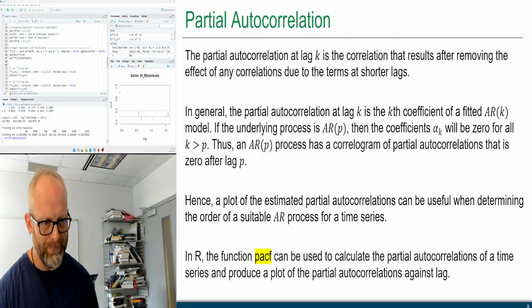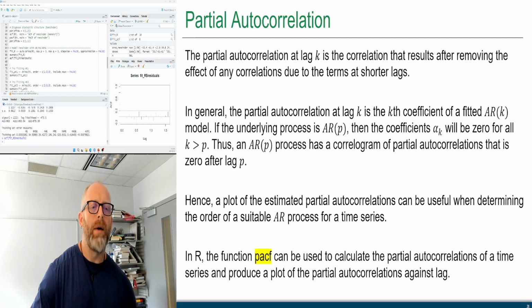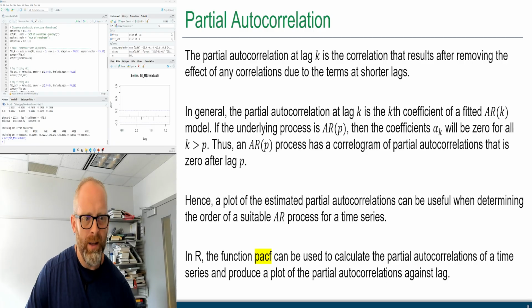Those values should just be 0. Okay. So the plot of the estimated partial autocorrelations can be useful when determining the order of a suitable AR process for a time series. Now, the function we use is PACF, so not just ACF, it's the PACF. It's going to get us a correlogram. We'll read it in the same way, except we're dealing with partial autocorrelations instead of just the autocorrelation.